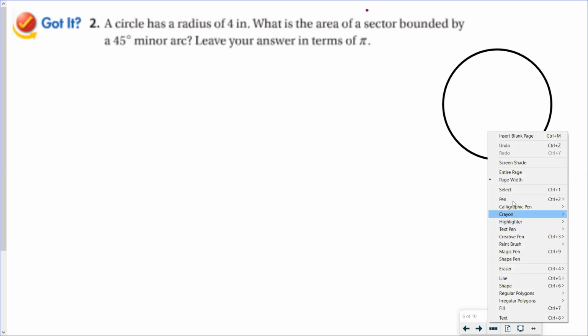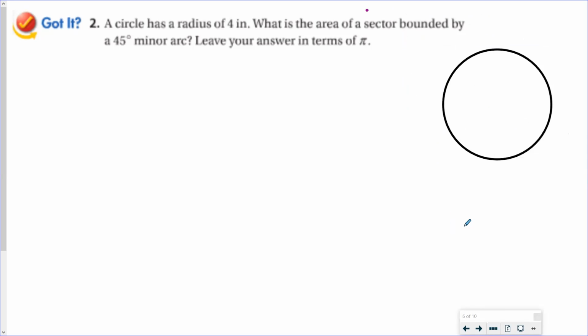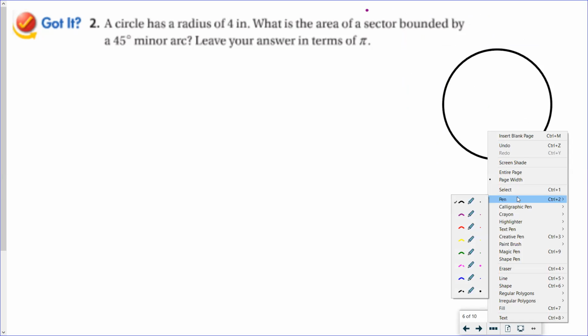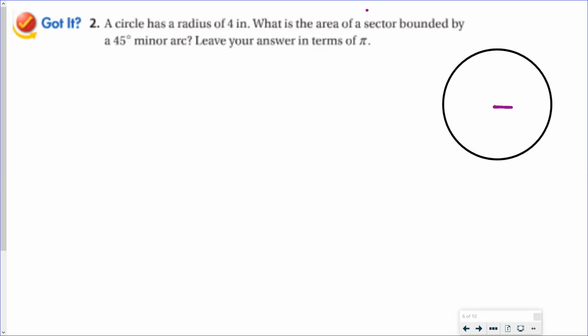The radius of this circle is 4. What is the area of a sector bounded by? As we said, the sector is a shape bounded between two radii and an arc. So this is my sector. The sector is bounded by an arc whose degree measure is 45 degrees. Find the area of the sector.